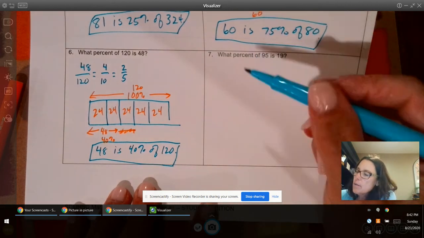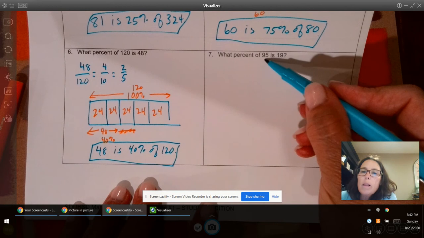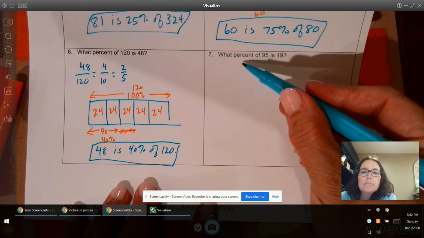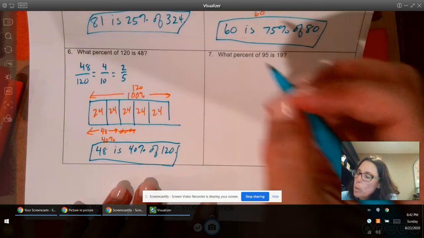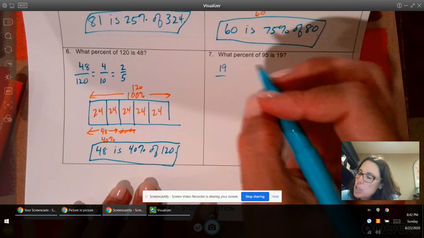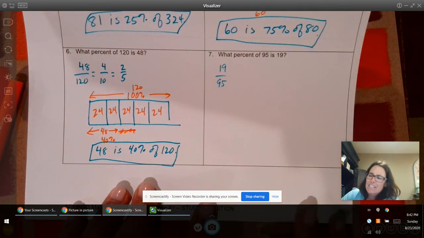All right, so this one, what percent of 95 is 19? Again, we've got the whole, we've got the part. We're asked to find the percent. Whenever we're not given the percent, you have to make a fraction out of the part and the whole. 19 and 95, those are kind of ugly, kind of tricky. Nothing super obvious to me.